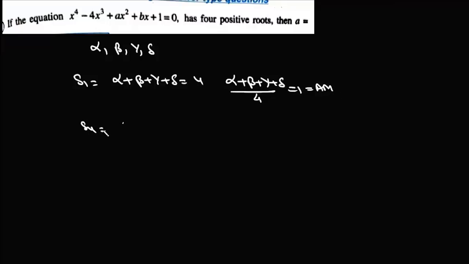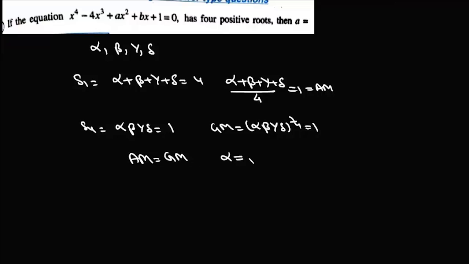If we write there S4 is alpha beta gamma delta, and this value is 1. And if we write their geometric mean, it will be alpha beta gamma delta to the power 1 by 4, which is also 1. So in this case, the arithmetic mean is equal to their geometric mean, which simply means that all the 4 roots must be equal. So alpha must be equal to beta, must be equal to gamma, and it must be equal to delta, and each of the value is equal to 1.